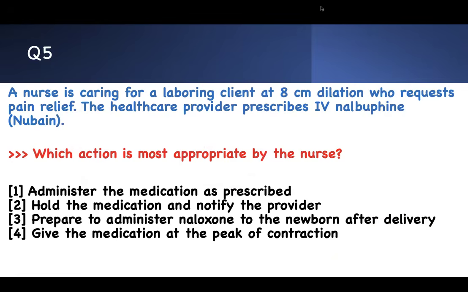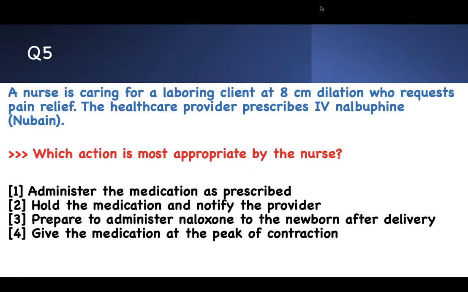Which action is most appropriate for the nurse? The nurse is caring for a laboring client at 8 centimeters dilated who requests pain relief. The healthcare provider prescribed IV Nalbuphine. Which action is the most appropriate? Rewrite the question. Go for the buzz word. Make the question simple, your own way. A patient is at 8 centimeters dilated and requires pain medication. And this was prescribed Nalbuphine. Which action should the nurse take?